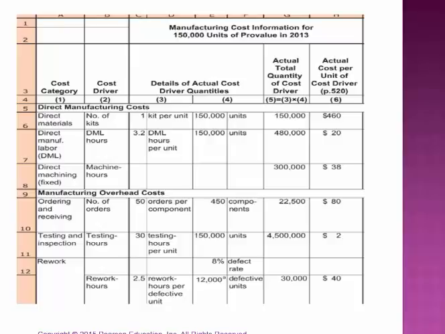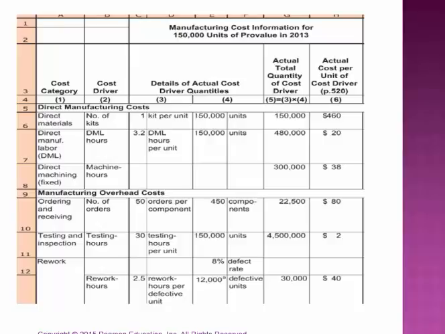Our testing and inspection, we have got testing hours that need to be utilized for each unit, and we have 150,000 units that we are producing. That is a lot of hours per unit for testing, but we'll go with it for the example. All right, so 30 hours per unit times 150,000 units that we produce equals 4,500,000 hours at $2 an hour for the testing and inspection.